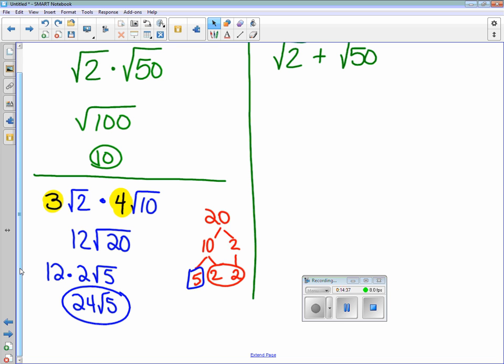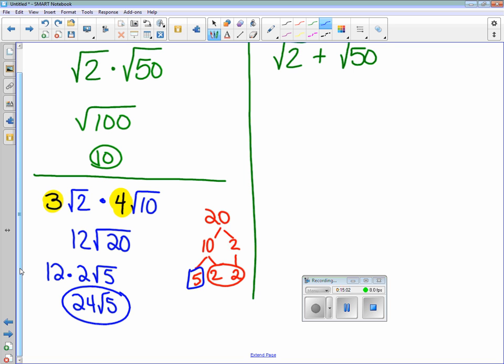What do you think on the right-hand side? Can I add anything I want? Could I add x plus y? They're not like terms, right? So unless they're like terms, I cannot add them. Right now, are they like terms? No. So are either of them reducible? Square root of 50 reduces, doesn't it?